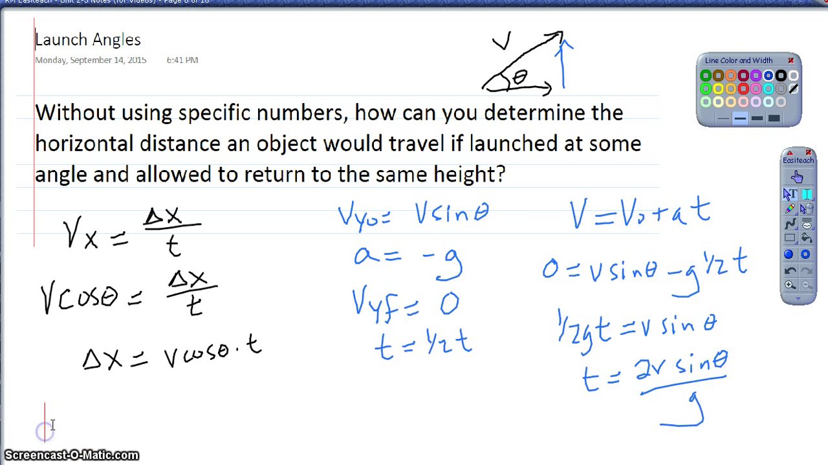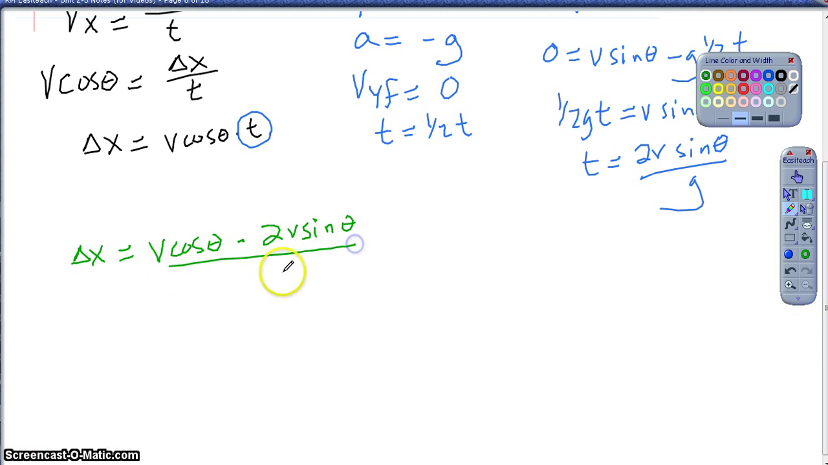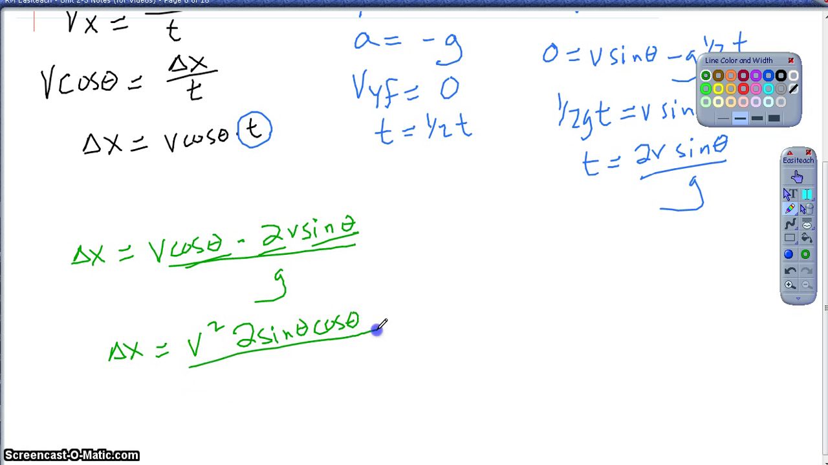Now I'm going to take that time and substitute it into my other equation. So I'll take this entire chunk here for the time and plug it in over here. So what I end up with then is delta x equals v cosine theta times 2v sine theta all over g. And obviously I can clean this up a little bit more. What I'm going to do is bring the v's out front together. So I get v squared. And then I'm going to rearrange this so that I've got 2 sine theta cosine theta, all of that over g.